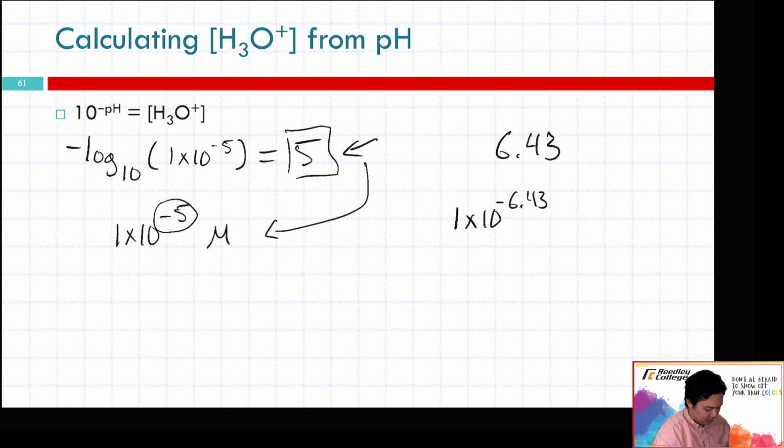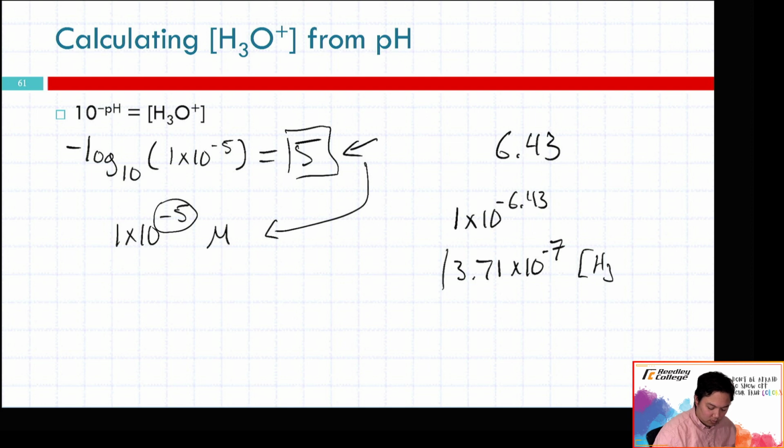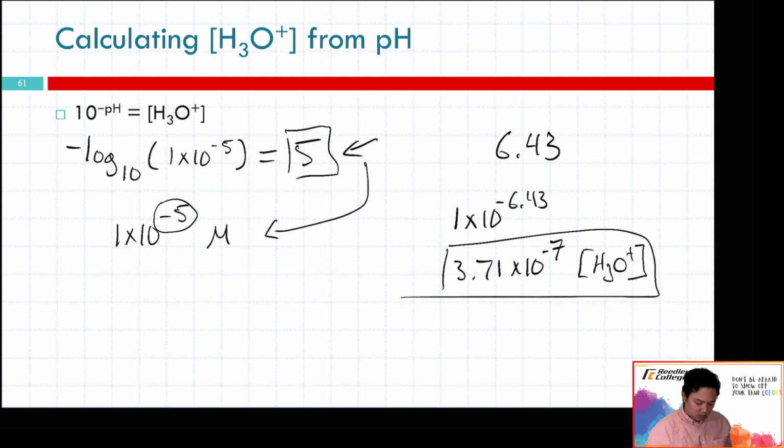So you just do 10 to the negative 6.43. Just double check. Here we go. Give me the scientific numbers, Mr. Calculator. So this would be 3.71 times 10 to the negative 7. So this is the concentration as you would report it. Wouldn't it be 3.72? Oh, yeah.